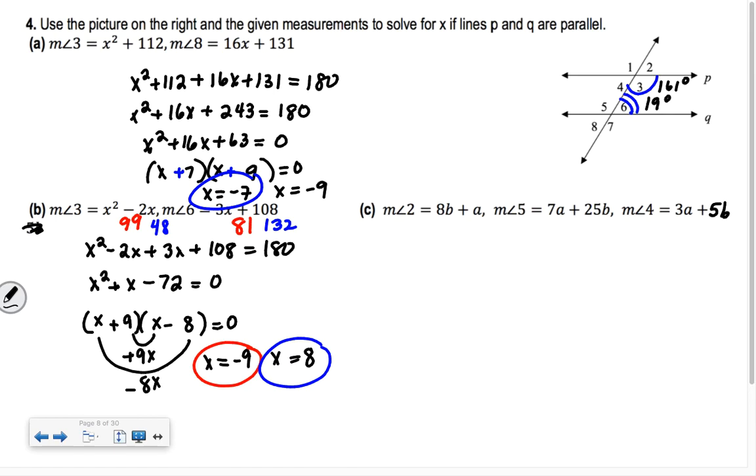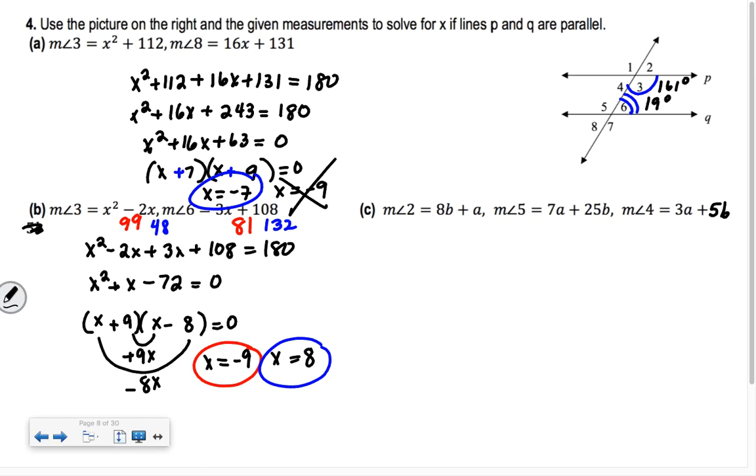But negative 9, let's try that. Negative 9 squared plus 112. That's already 193 degrees, and then the other one ends up being negative. So you get a negative angle for one of them, like negative 13 degrees or something. Okay, so these can be tricky.